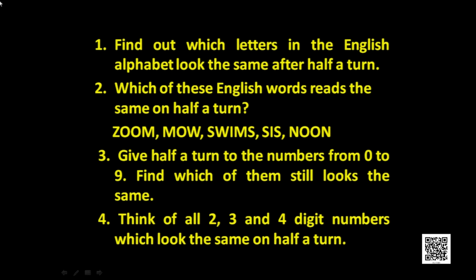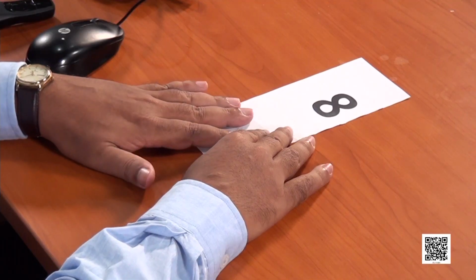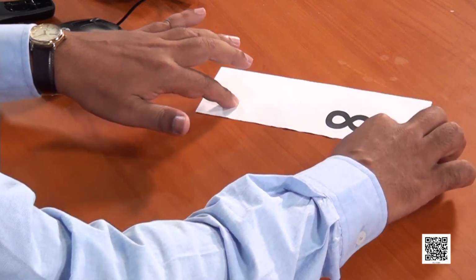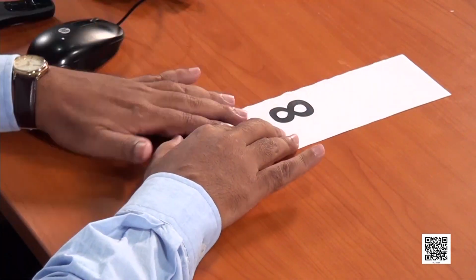Now, number 3, give half a turn to the numbers 0 to 9, find which of these still looks the same. Suppose I am taking digit 8. You see, I am making half a turn. This is 1/4 turn, then this is half a turn. It looks same. So this digit 8 looks same on half a turn. Similarly, 1 it will be, then 2 will it be? No, it will not be. Then 3, no. So, similarly you can try for other digits.